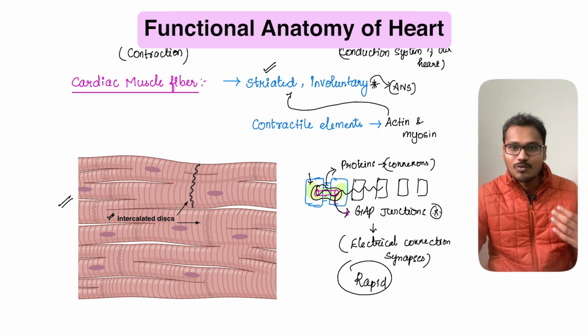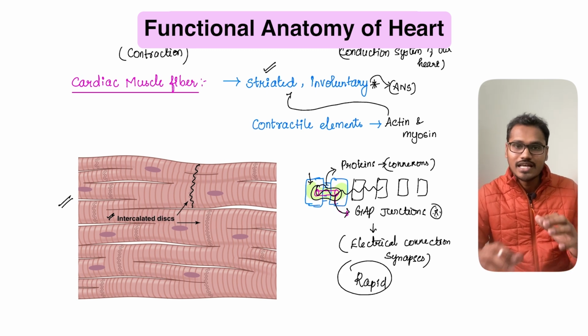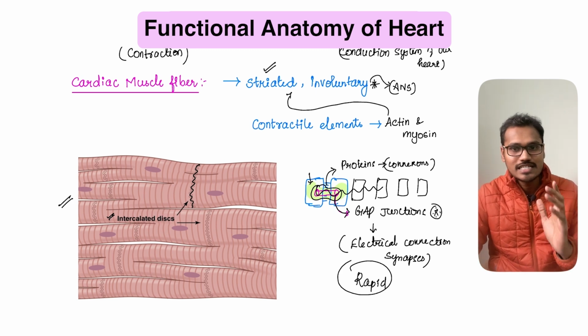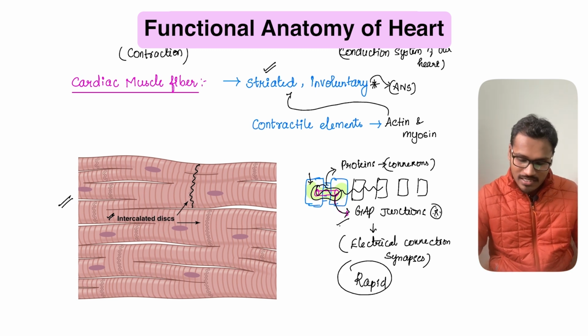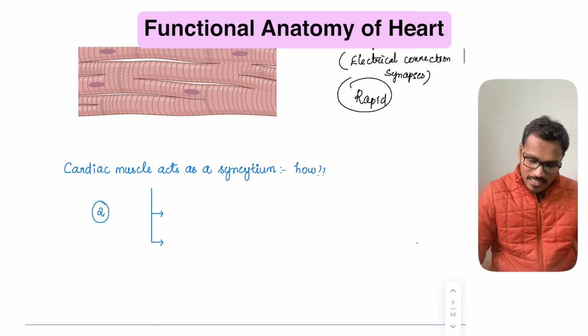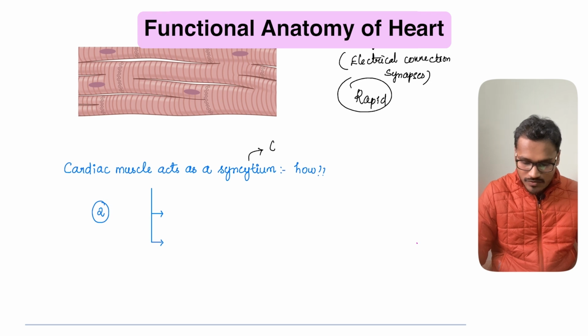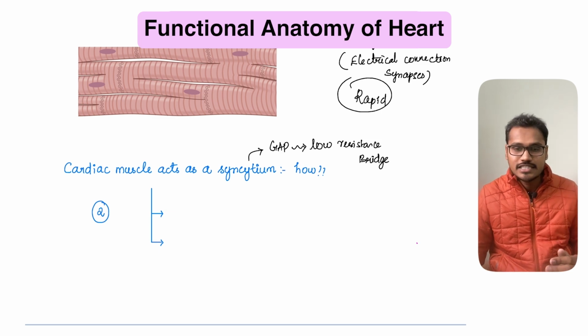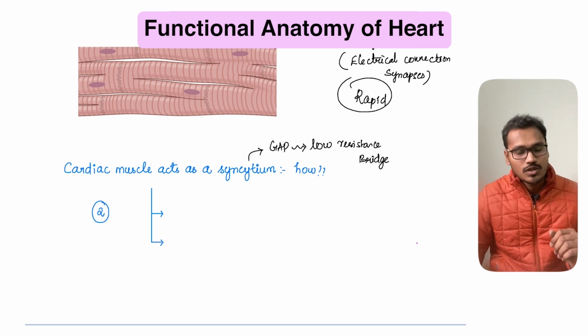Now we will understand which property is making the contraction happen together. The syncytial property is given by which element? It is because of the presence of gap junctions, or the electrical circuits. So the cardiac muscle can act like a syncytium. How? Because of the presence of gap junctions, and these gap junctions are called low resistance bridges. This syncytium will act in two different parts. The atria are going to contract together and the ventricles are going to contract together. Atria and ventricles, we don't want them to contract at the same time.